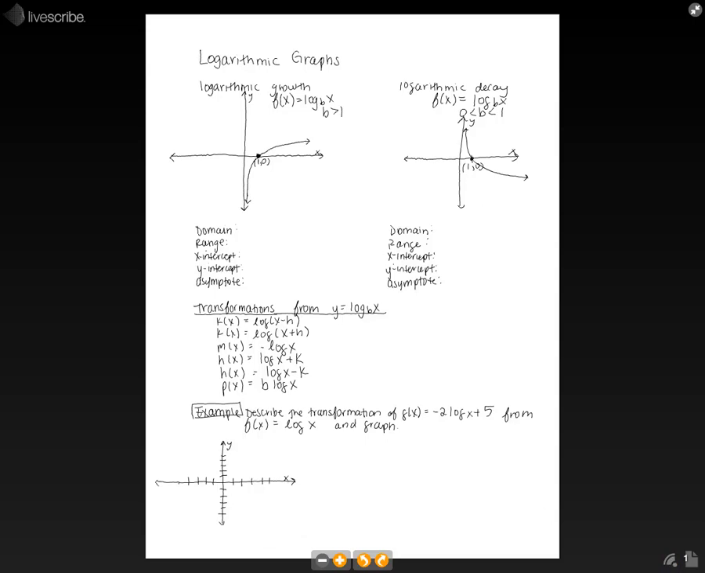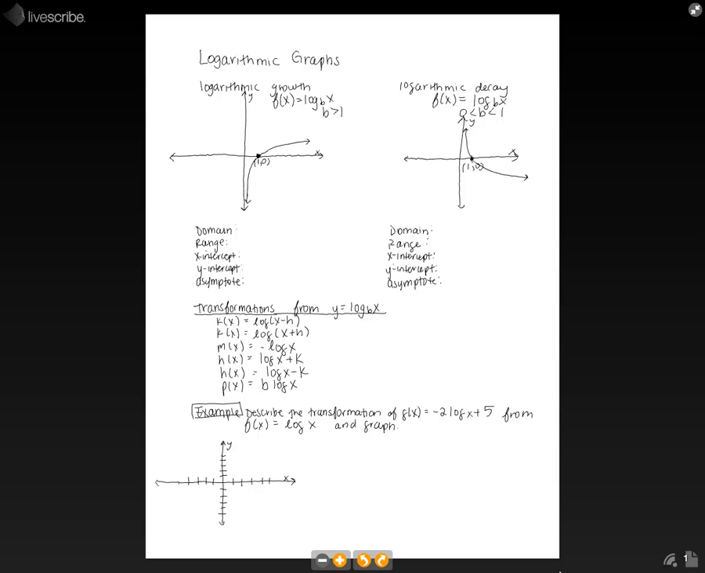In this video, we're going to talk about logarithmic graphs. So there are two different logarithmic graphs. We have growth and decay. Let's first analyze the logarithmic growth. This is for f of x equals log base b of x when b is greater than 1. And so you can see the graph drawn.